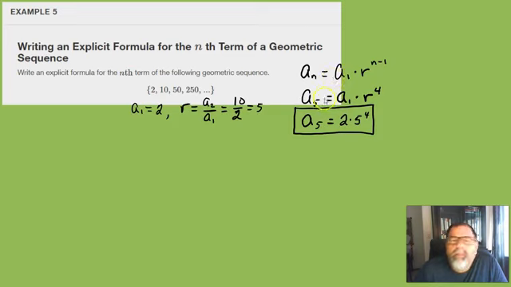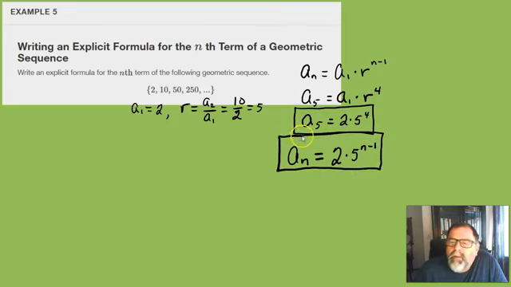Why was I thinking the fifth term? So a sub n is a sub 1, which is 2, times r, which is 5, to the n minus 1. I don't know why I got the fifth in my head. I must have figured out r real quickly when I was reading it. Okay, this is the answer, not that one. That's just to find the fifth term.